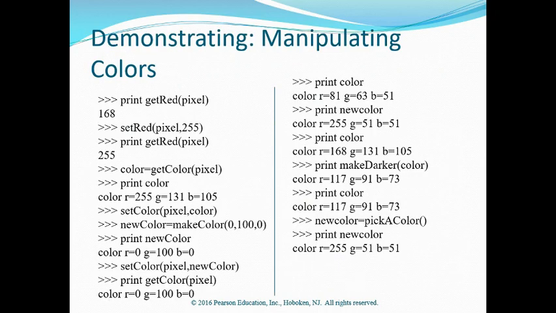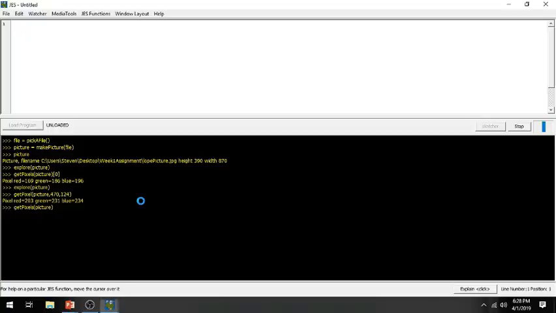So how do we manipulate colors? We can actually say print the color, getRed at the pixel, setRed. Let's go through this.